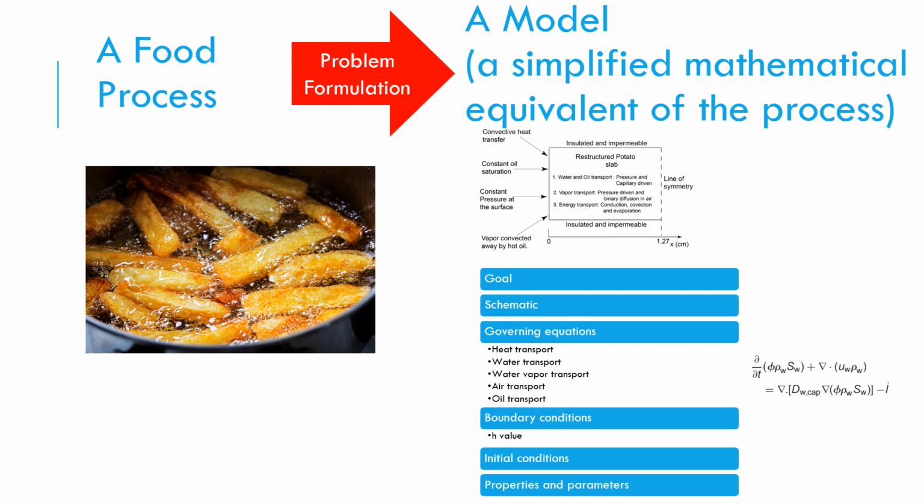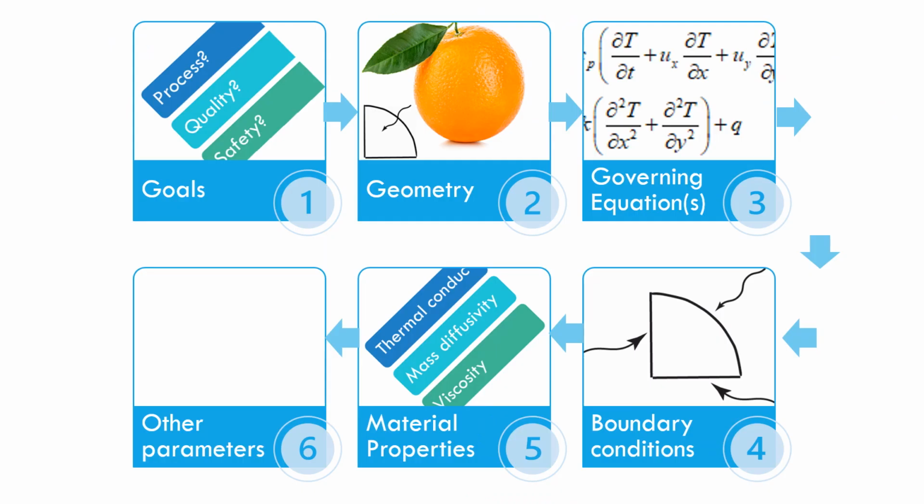To conclude, problem formulation is a critical step because it introduces errors and uncertainties, and it can be broken down into a number of steps. Those steps being goals, geometry, governing equations, boundary conditions, and material properties and other parameters. All of these topics will be addressed in individual videos that are the following videos in this series.